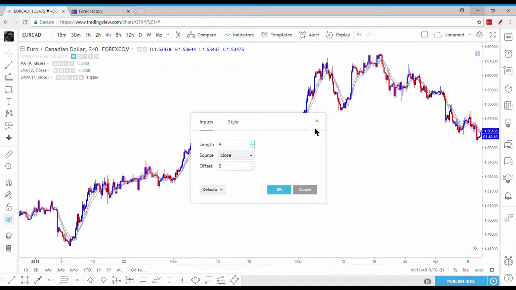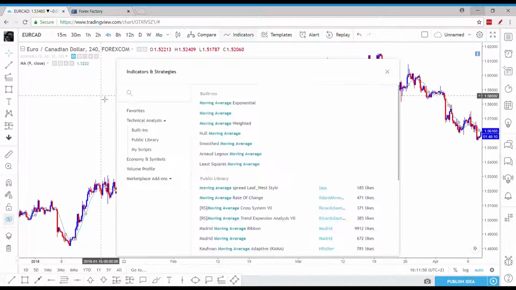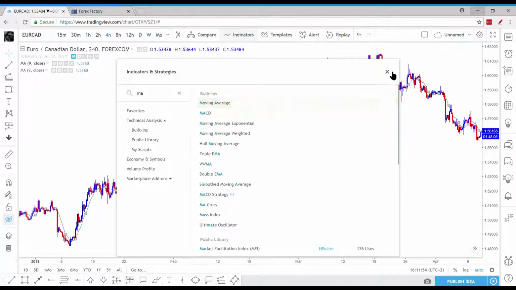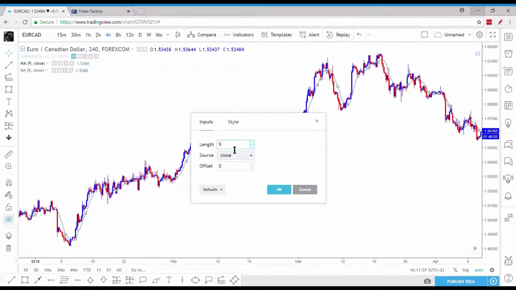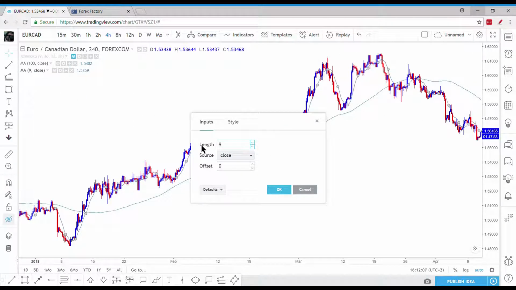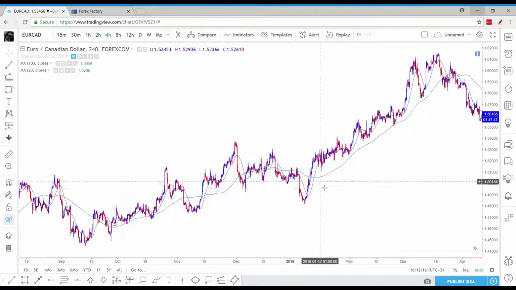Let's take only the normal one. So MA, moving average. What can you see? Length, let's put 100 on this one. You can see it follows the price, but quite far away. And if we put 20, it follows it much closer.